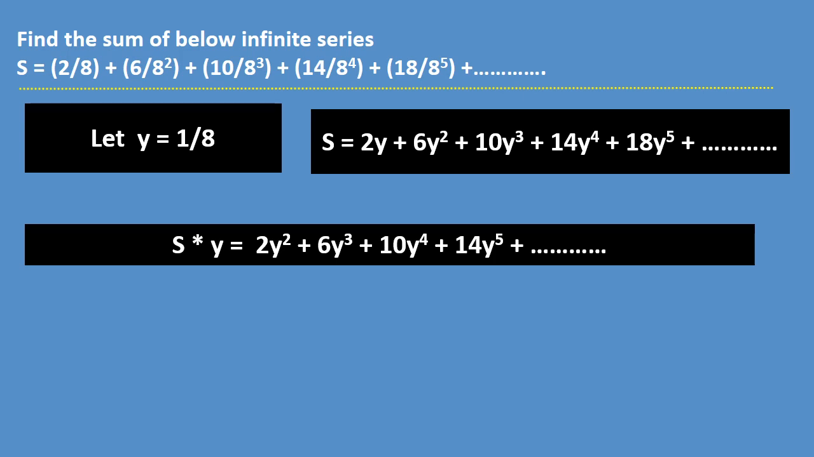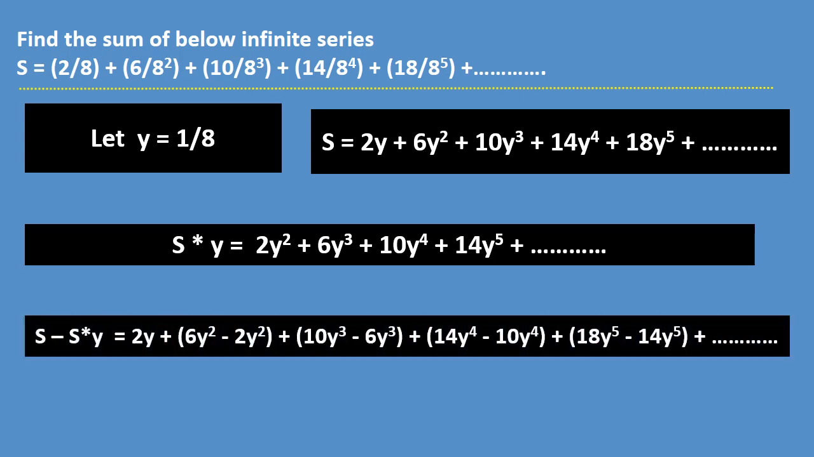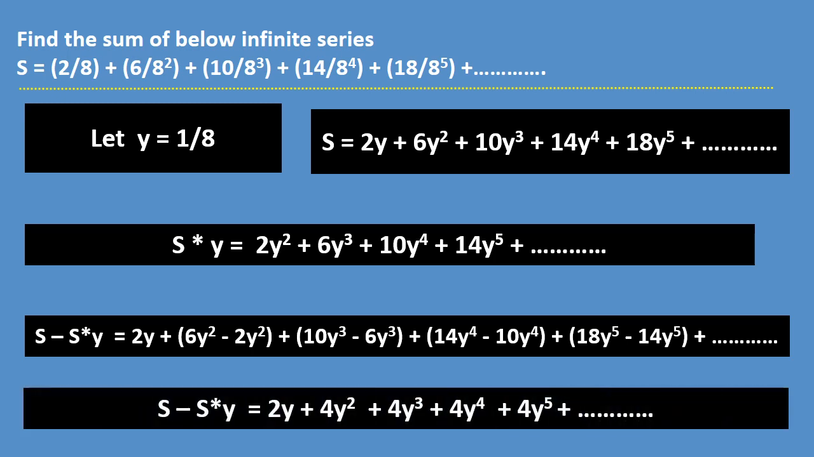Now let us subtract S·y from S. So S − S·y is equal to 2y + 6y² − 2y² + 10y³ − 6y³ + so on. So the left hand side S − S·y will become 2y + 4y² + 4y³ + 4y⁴ + so on.